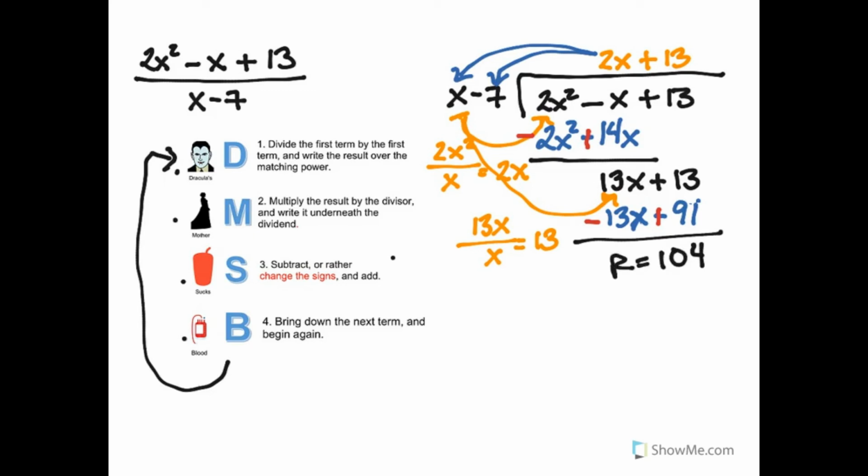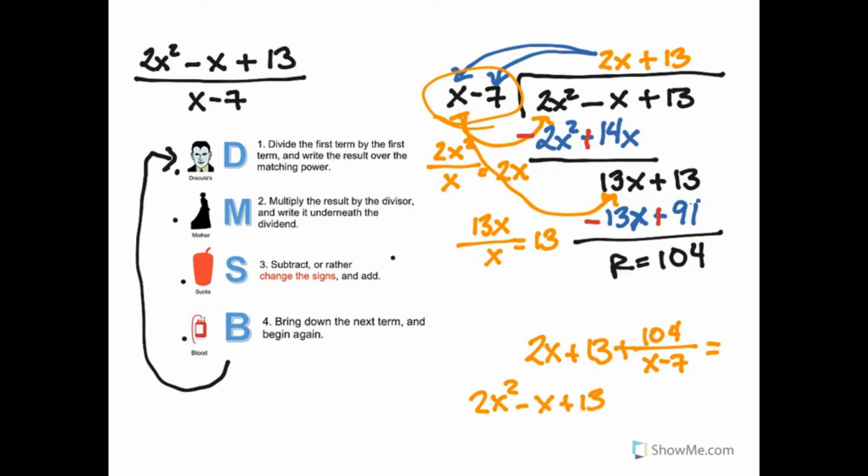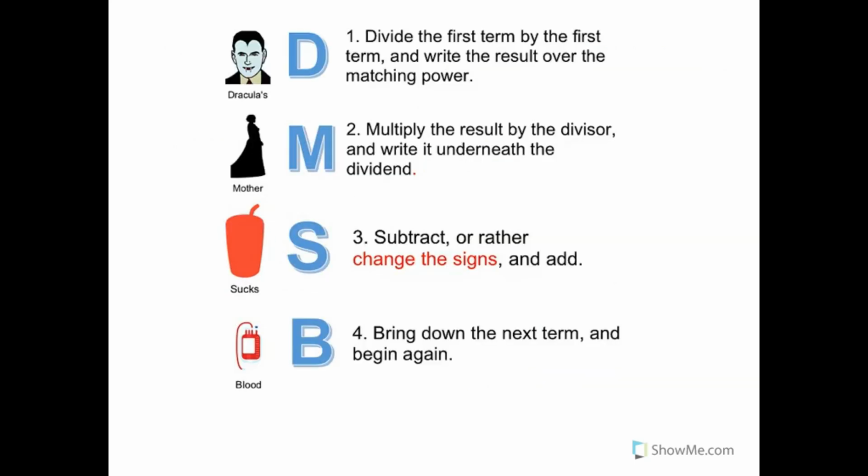So that's the remainder, and I can write the answer as 2x plus 13 plus 104 over the thing I started with, x minus 7. And that's the answer to 2x squared minus x plus 13 divided by x minus 7. So the steps of a long division are divide, multiply, subtract, and bring down.